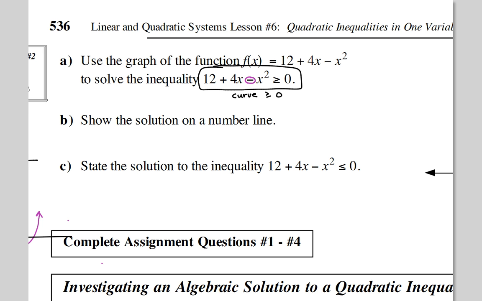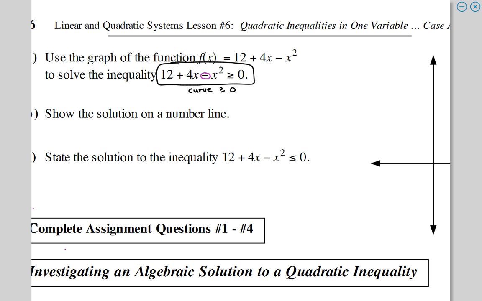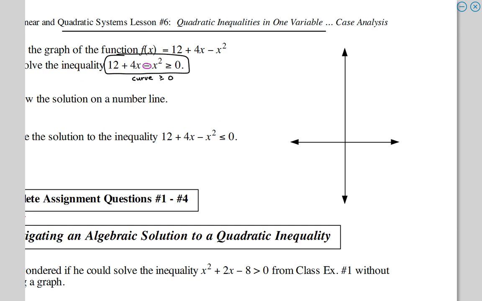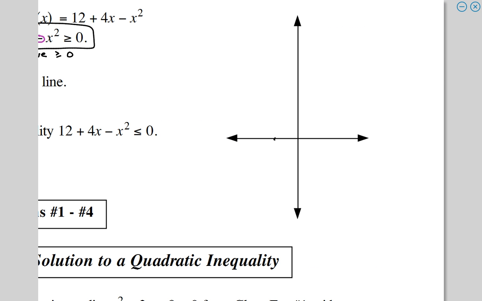Oh, they want us to graph it. Oh, we'll do algebra later. Okay, so what were those values again? -2? Was it -2? And 6? Okay, I know the y-intercept is the constant somewhere up at 12.